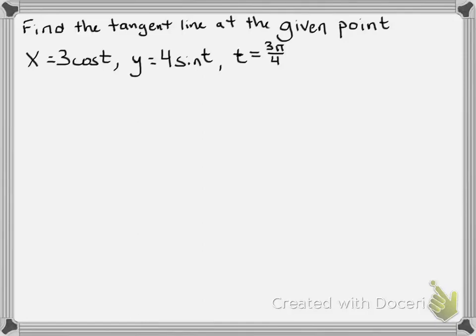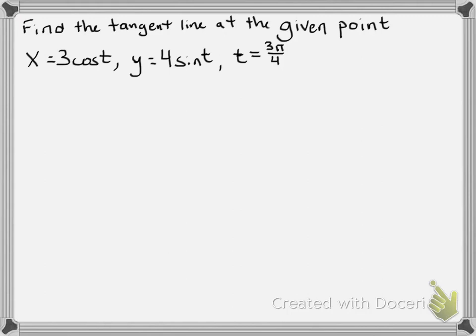Okay, so for this example, we have a parametric equation. Remember, a parametric equation is an equation where x and y are independent of each other. They're dependent each individually upon t. So we're trying to find the tangent line for x equals 3 cosine t and y equals 4 sine t at the coordinate t equals 3 pi over 4.